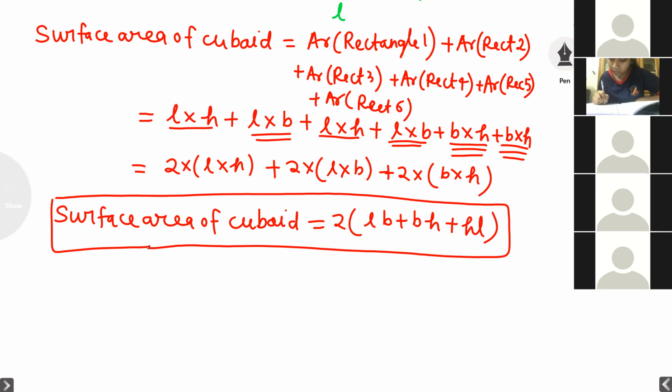We can interchange the terms, students. LH is there, we can take it as HL last, no problem. But one sequence will be there: length and breadth, breadth and height, and height and length. Surface area of cuboid is equal to twice into LB plus BH plus HL.